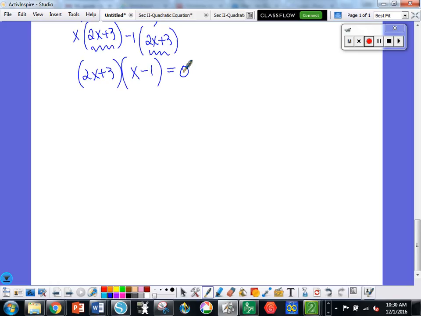So either this equals 0, and I probably wouldn't skip this step, because that's a harder equation to solve. I can't just subtract the 3 and be done, right? Or this equals 0, right?